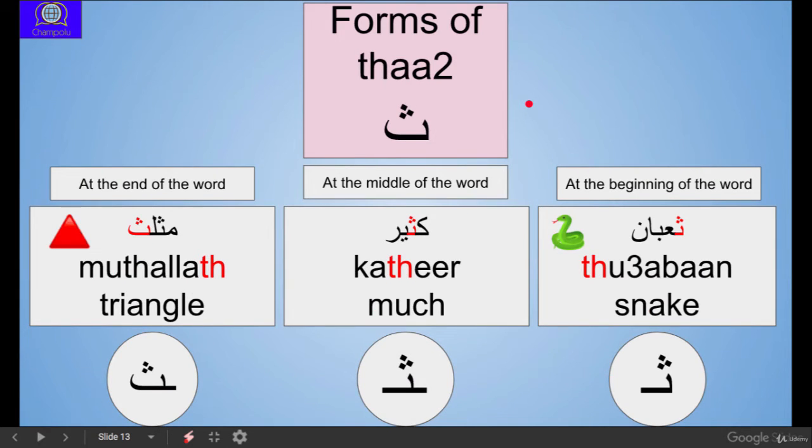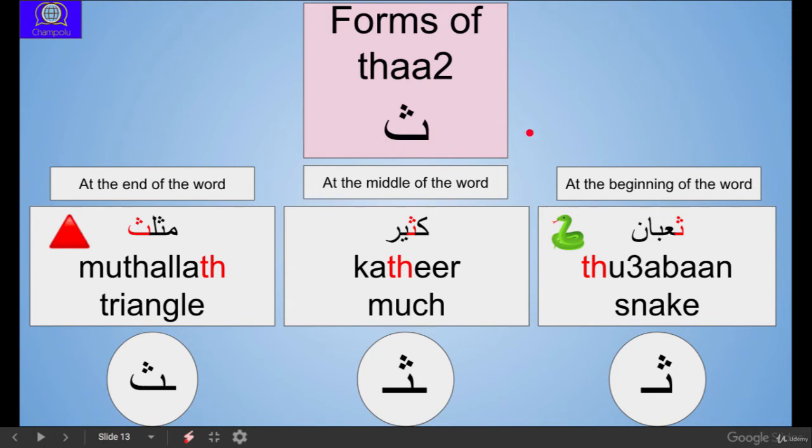The next letter is the letter th, which corresponds to the sound th in English, like in the word three. And the main characteristic of this letter is that it has 3 dots on top of it, and you'll find that this characteristic applies whether it's in the beginning of the word, or in the middle of the word, or the end of the word. So this characteristic will allow us to recognize whenever we see th in any part of the word.